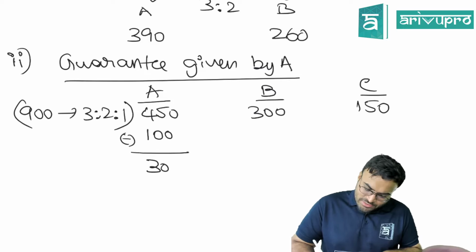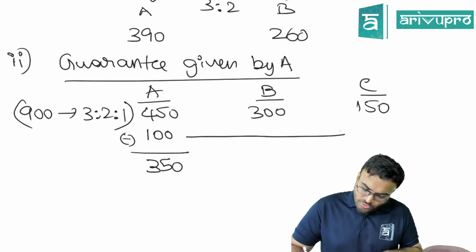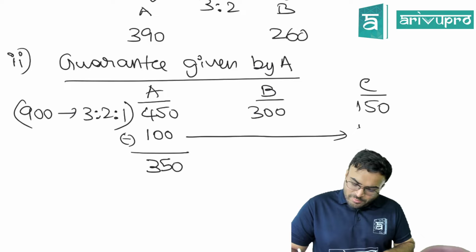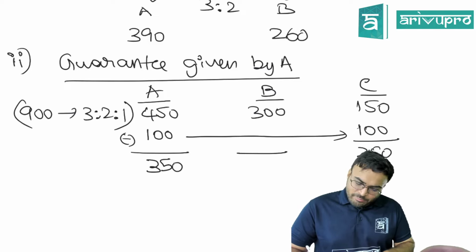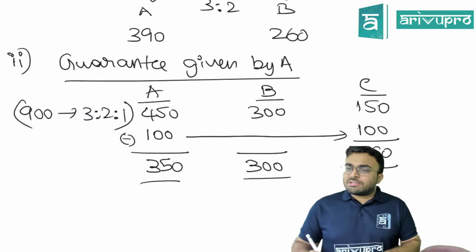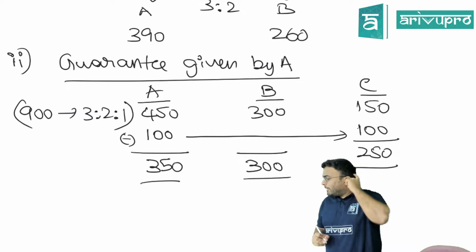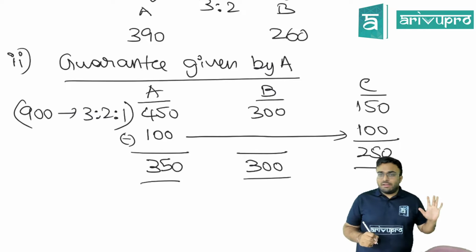A's share becomes 350 and this will be transferred to C. So this will be added over here. This will be 250 and B's share will be 300 only. Can you see B is not affected by all this? B is not affected because B has not given the guarantee. Clear?